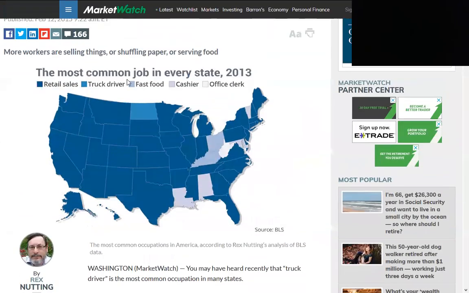I guess this particular guy looked at the BLS data. This is just 2013, and he saw that retail sales were actually far more common in these states than truck driver. But still, I don't think that map is overstating the situation tremendously, right?